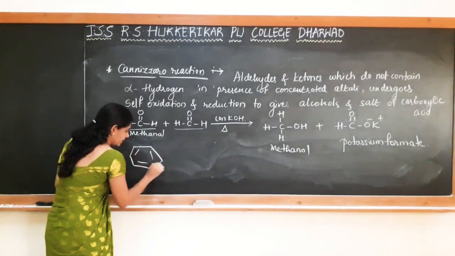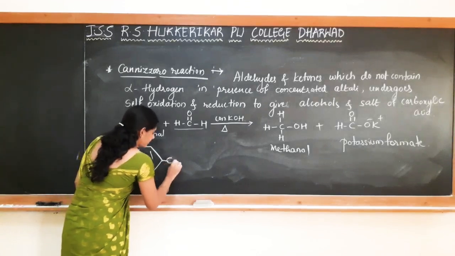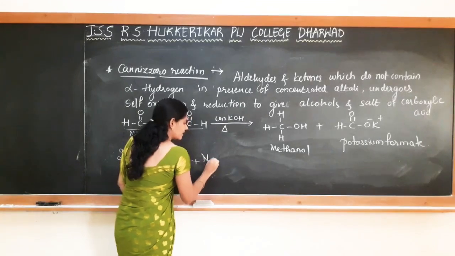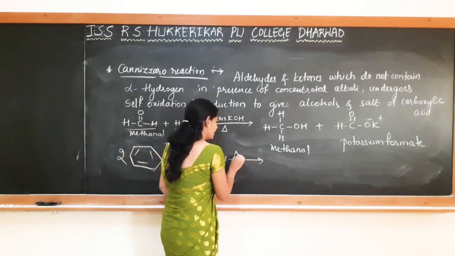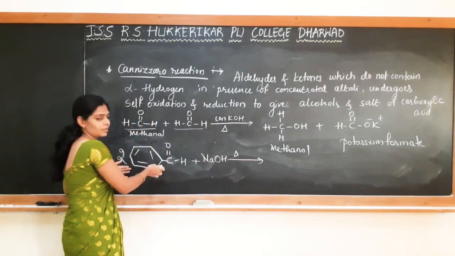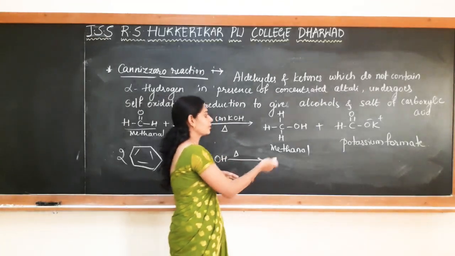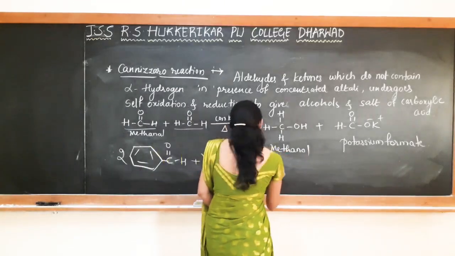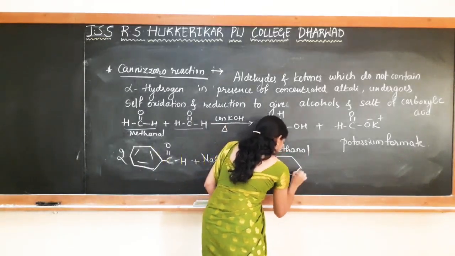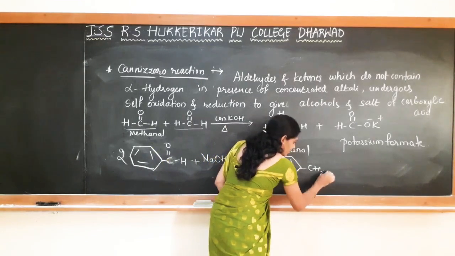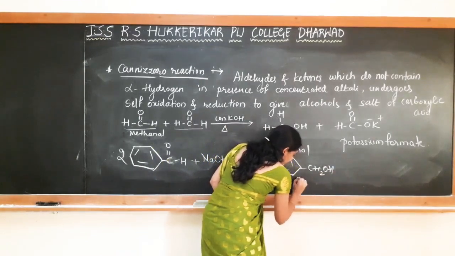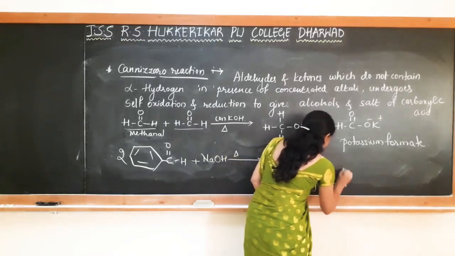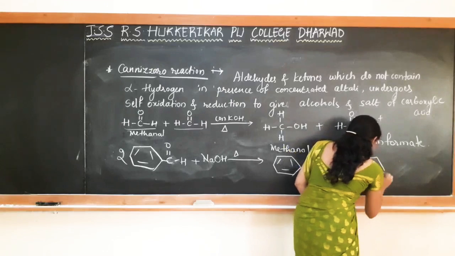Similarly, if I consider another example, that is benzaldehyde, 2 moles of benzaldehyde. If it is treated with concentrated sodium hydroxide on heating, what happens? One molecule is oxidized to give benzoic acid, and one undergoes reduction to give alcohol, that is, benzyl alcohol is formed, C6H5CH2OH. This is the reduced product, benzyl alcohol. And the other one is sodium benzoate.